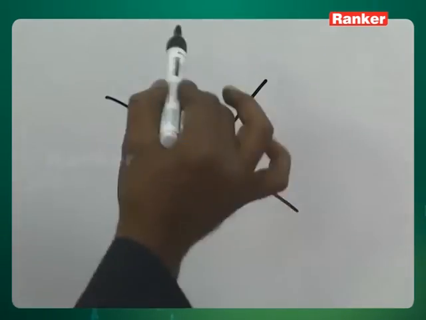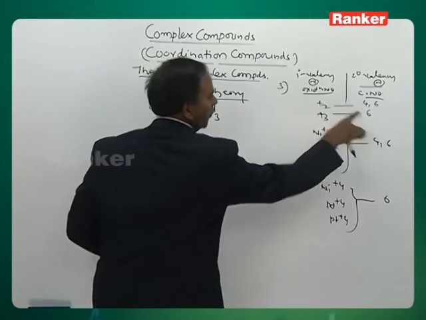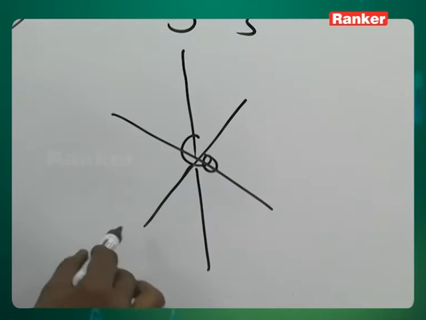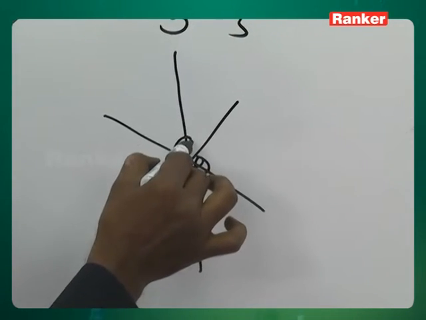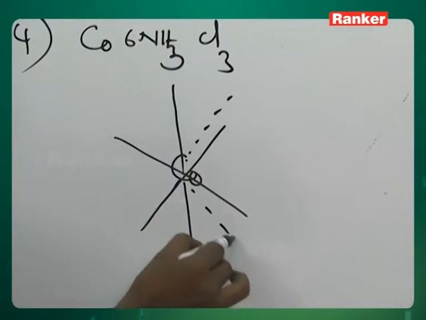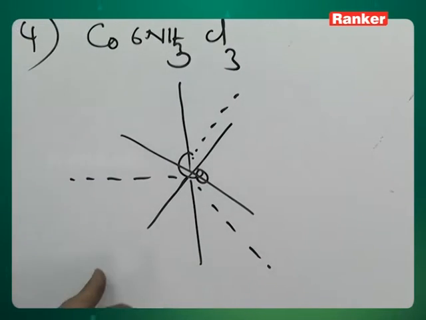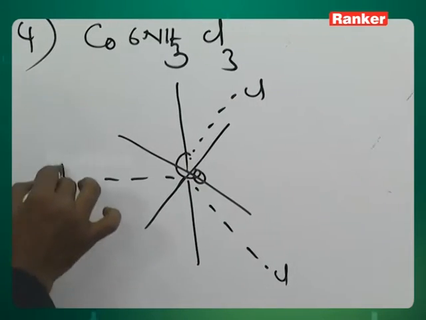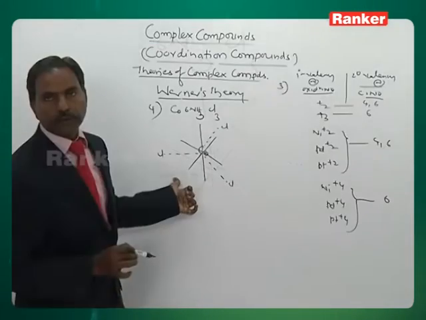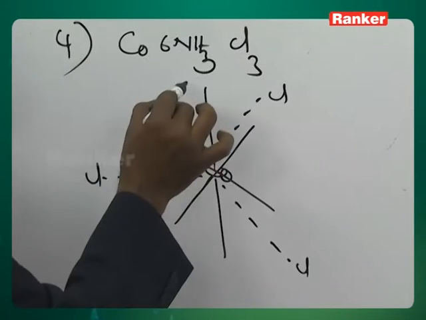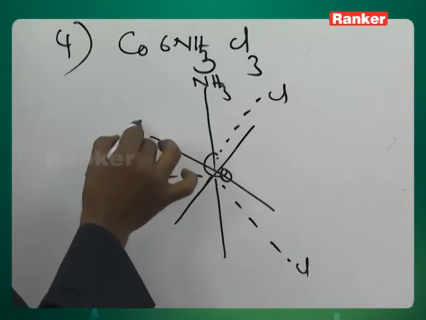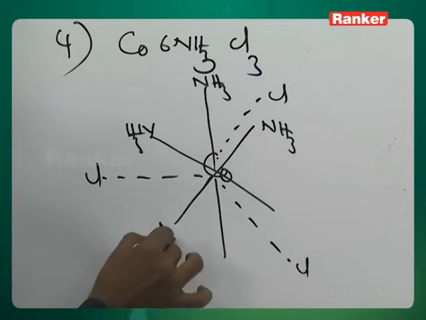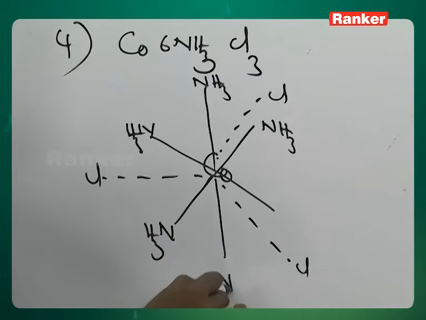If the primary valency is 3, the coordination number should be 6. Therefore, in this complex, 6 amine ligands are there, and the 3 chloride ligands represent the primary valencies. Primary valency I am showing by dotted lines. You see the chloro ligands, first one, second one, third one, shown by dotted line. Secondary valencies you have to show by solid lines. These are representing the secondary valencies.